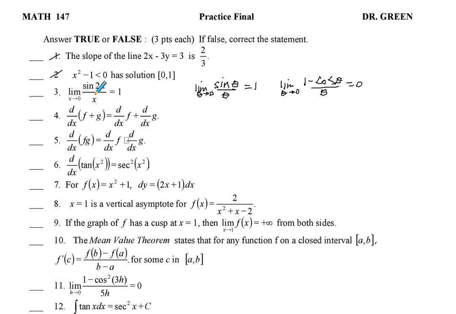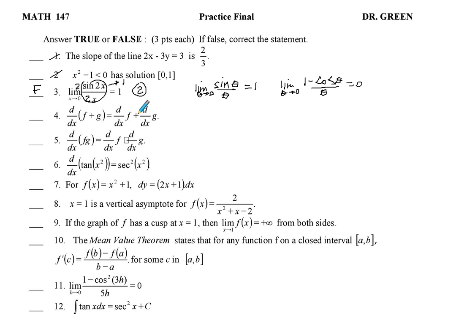So here the 2x and the x don't match, so we want to multiply by 2 on the bottom and then also on the top. So all we've done was multiply by 1, and then this part here approaches 1, and 2 times 1 is going to be 2. So this one's false. That should actually equal 2.